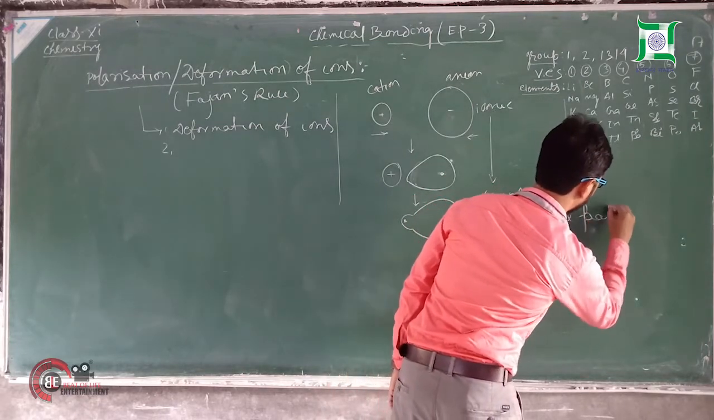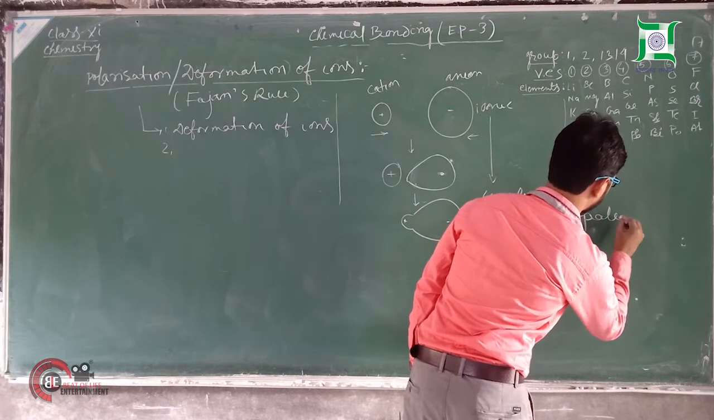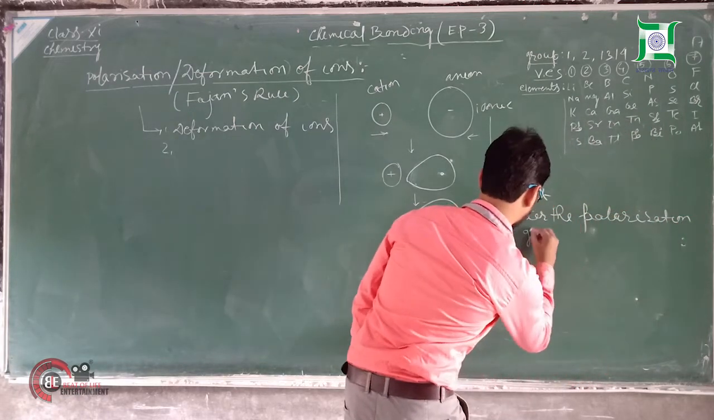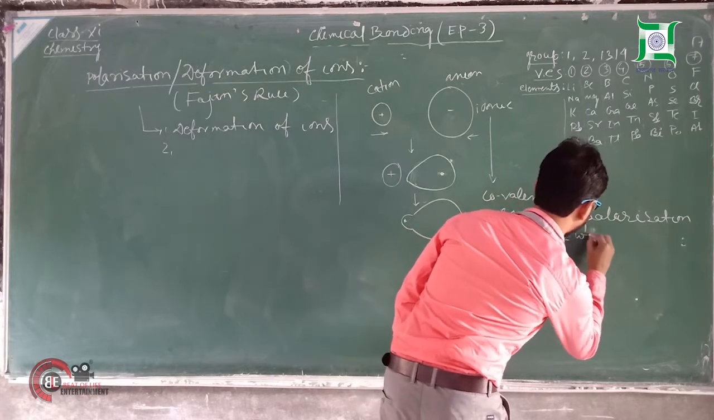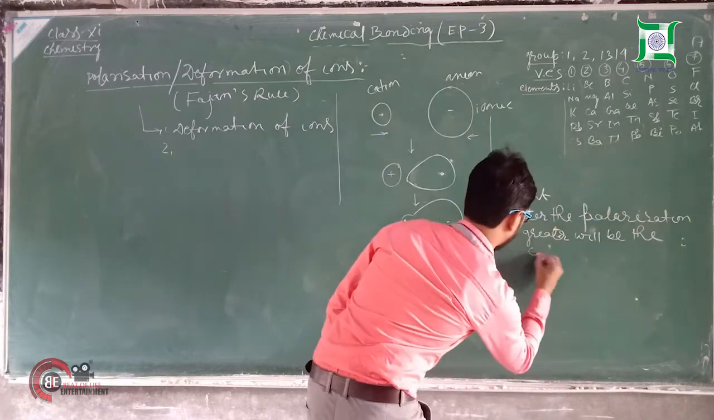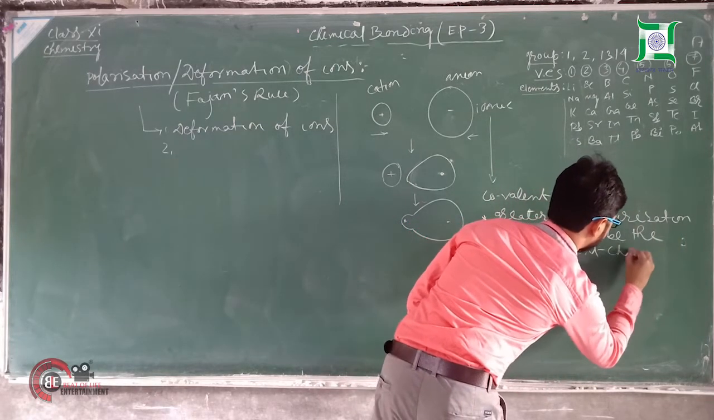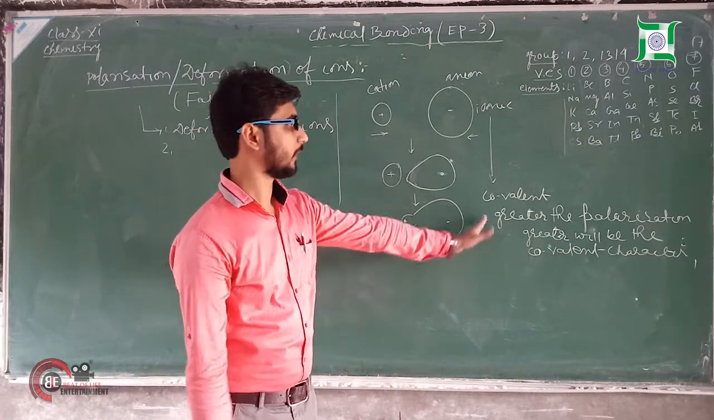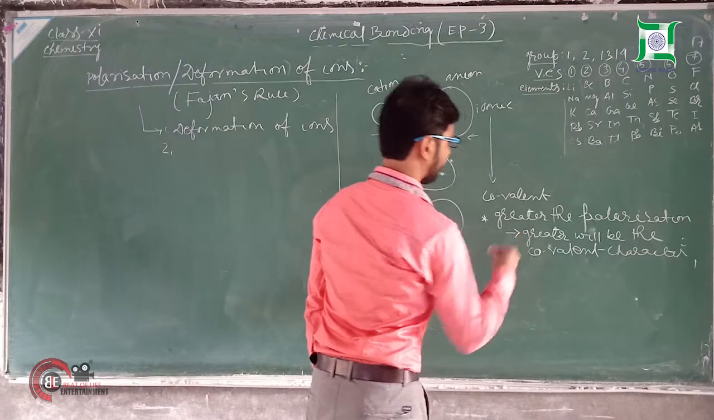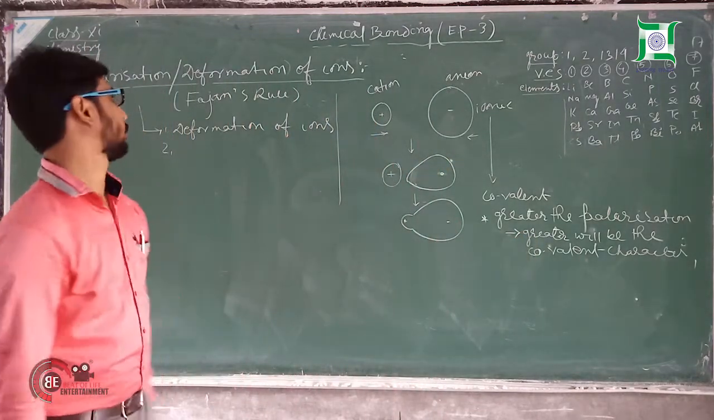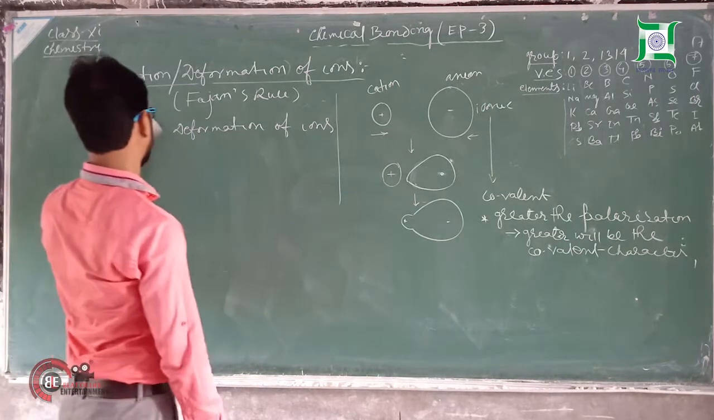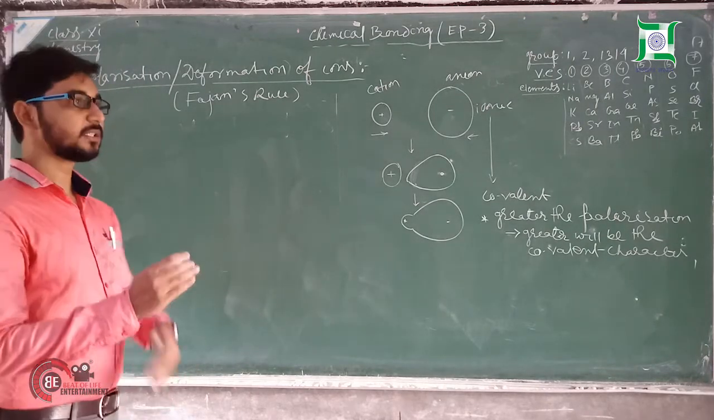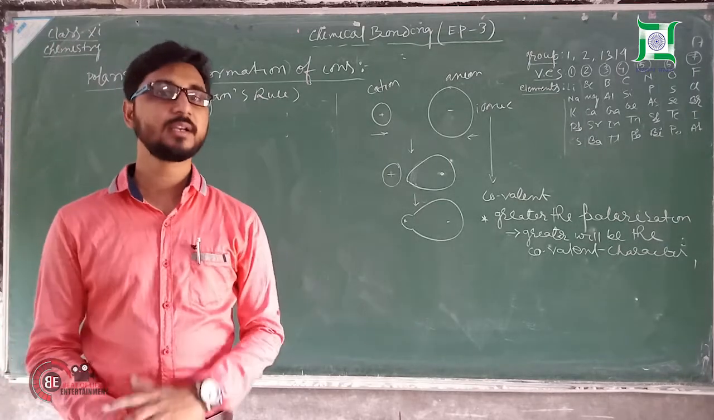the polarization, greater will be the covalent character in a molecule. So we can say that greater the polarization, greater will be the covalent character in a molecule. And from this concept, a famous scientist, Fajans, gives us a rule on how polarization is affected, or what are the factors that increase or decrease the rate of polarization.